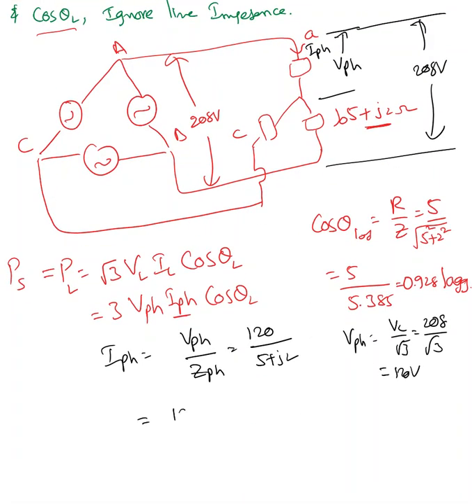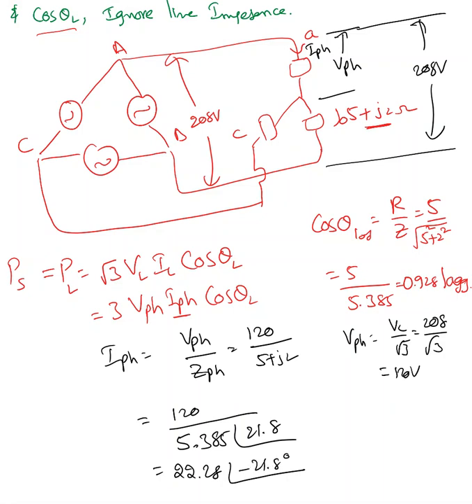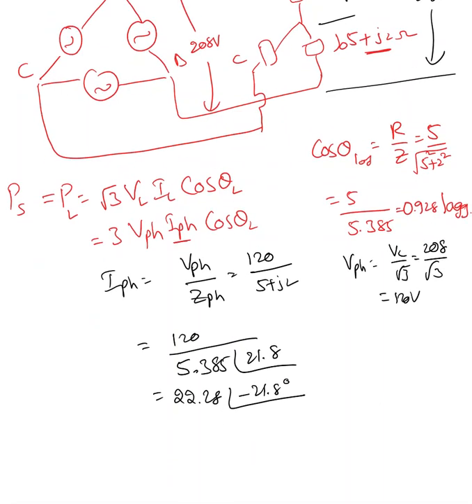So 120 divided by 5.385 at an angle of 21.8. So 120 divided by 5.385 equals 22.28 at an angle of minus 21.8. Here usually we care for the magnitude, don't worry about the angles. So P must be 3 times VPH, which is 120, IPH 22.28, and cos theta is 0.928. That will give you the total power.